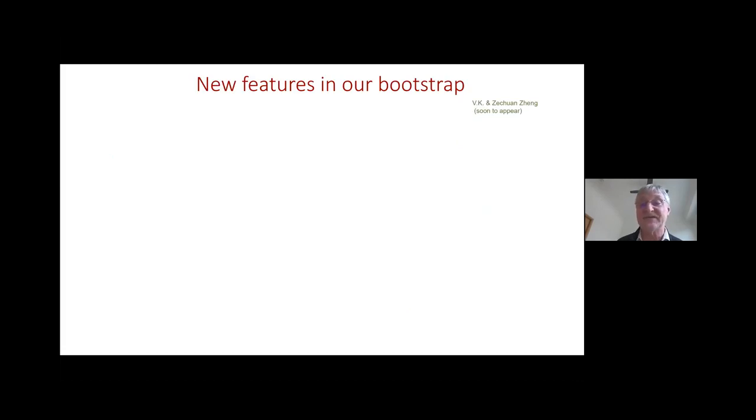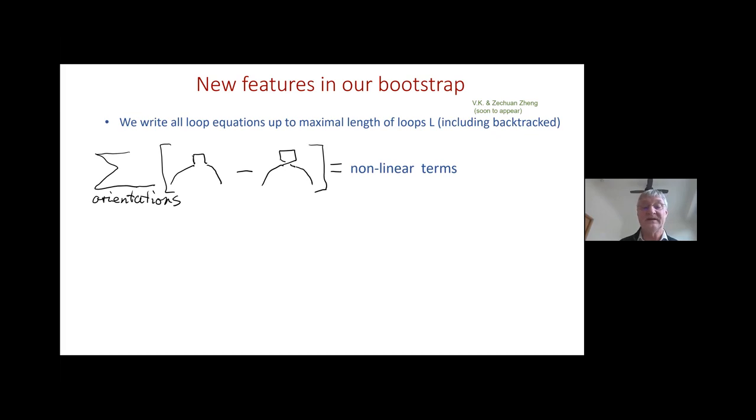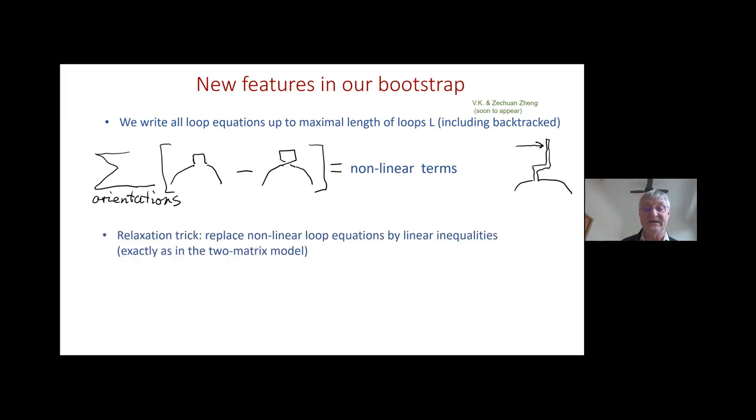A few new features of our Bootstrap. So we use the same loop equations, but, for example, we add many equations obtained by backtracking from the contour, which doesn't change the contour, and applying the Makeenko-Migdal operator to the endpoint link. So these equations appear to be very important, and they improve the result a lot. Then the relaxation trick is the same. We replace the nonlinear equations by linear inequalities, like in the two-matrix model.